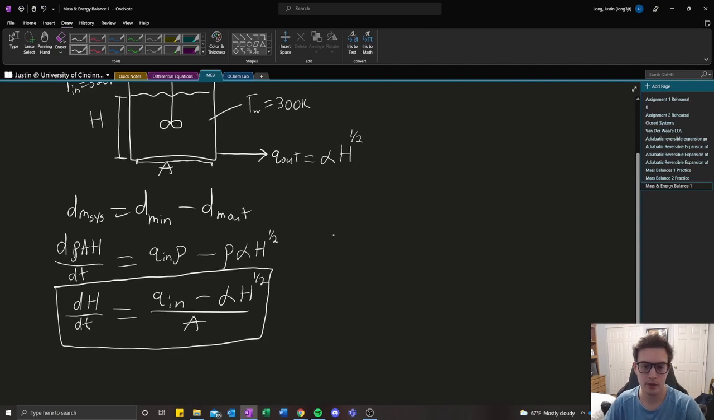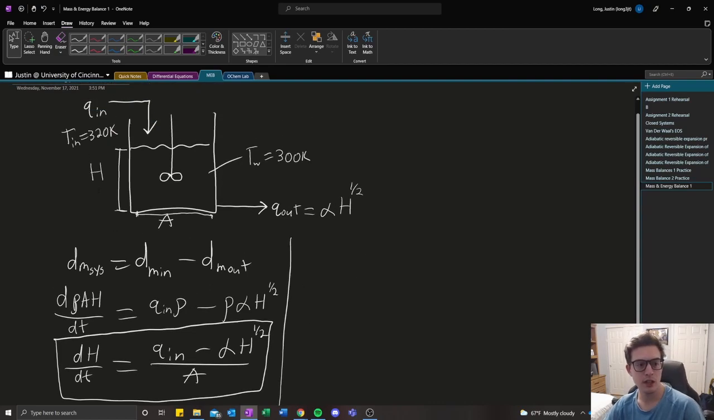So we also want to know how the temperature changes with respect to time. And we're going to do this with an energy balance. But in this situation, we don't need the whole energy balance equation. It's big and long, and we want to save some time here. So we know that the potential and kinetic energy are going to be negligible for this system.